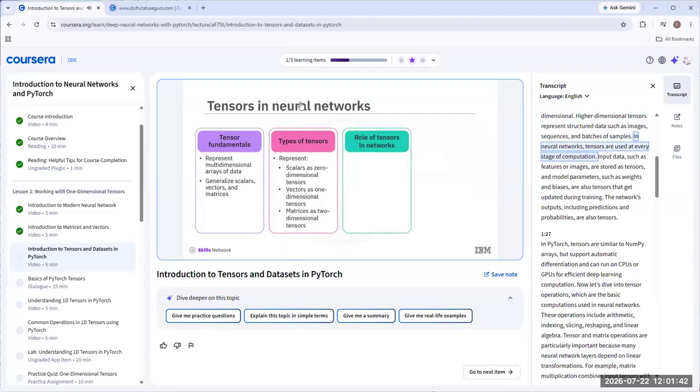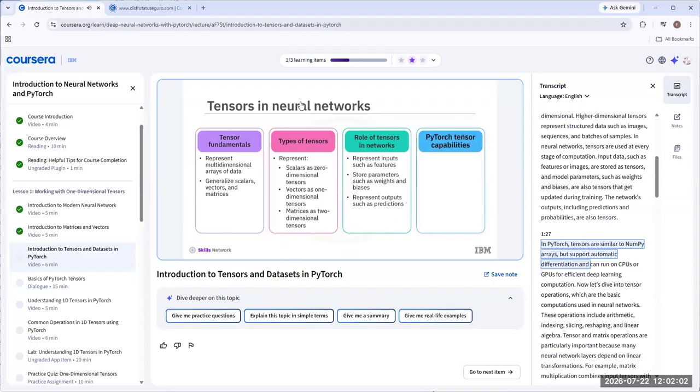In neural networks, tensors are used at every stage of computation. Input data, such as features or images, are stored as tensors, and model parameters, such as weights and biases, are also tensors that get updated during training. The network's outputs, including predictions and probabilities, are also tensors.